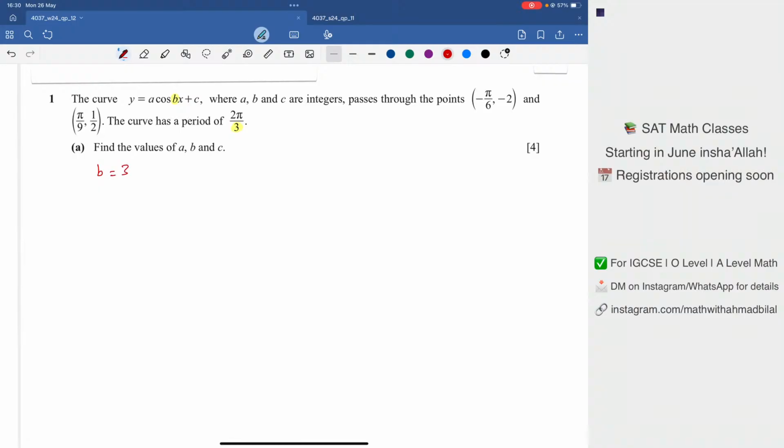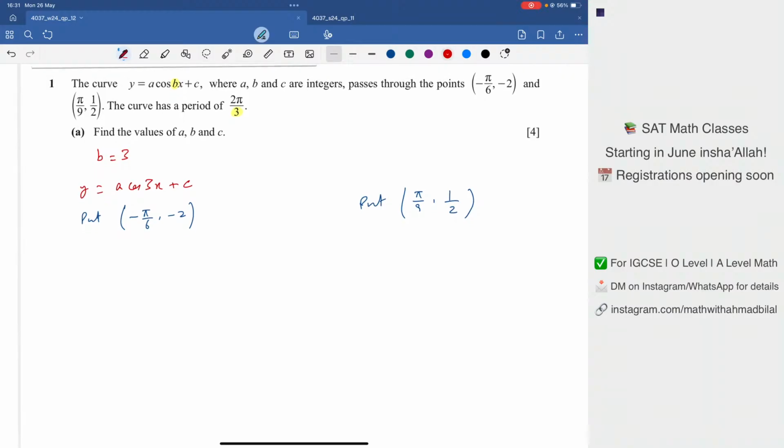Then we're given 2 points that lie on this function. For that, all we have to do is just input these points in this equation, and that is going to give you the values of a and c. Let's try that. So now that we know the value for b, we can say this is a cos of 3x plus c, right? That's what the equation is going to be. Let's input each of those points one by one. One point is minus pi over 6 and minus 2, and the other point is pi over 9 and 1 over 2. Let's input these points here and see what we get from this.